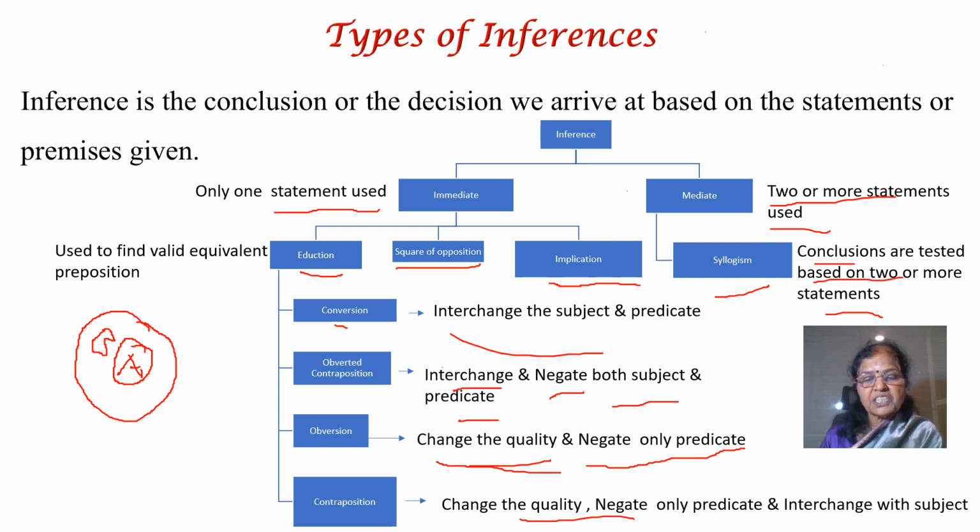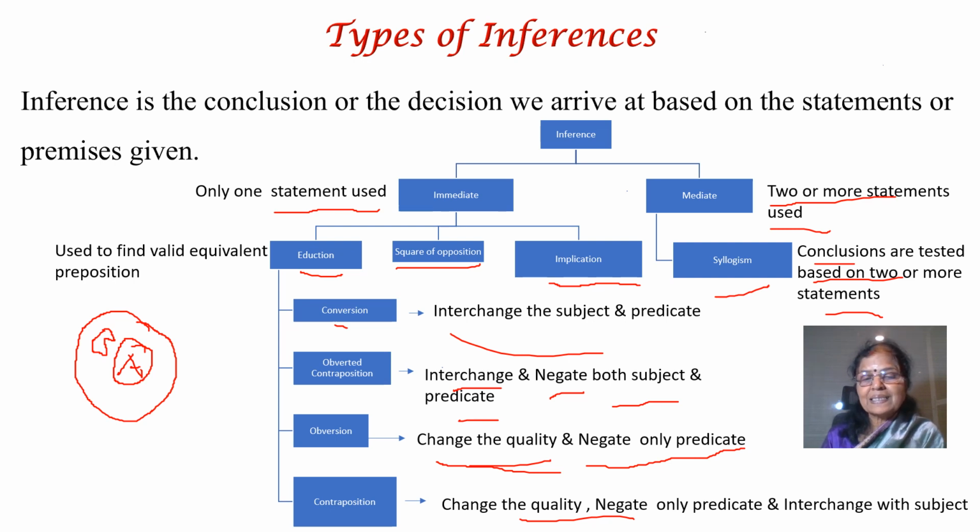And contraposition means all this, both this plus some more. Changing the quality, negating only the predicate, putting non before the predicate and interchanging it with the subject. After negating the predicate, you put it in the place of the subject and the subject goes to the place of the predicate. So it includes this plus some more. That is why if you learn it in the same order, you will remember.